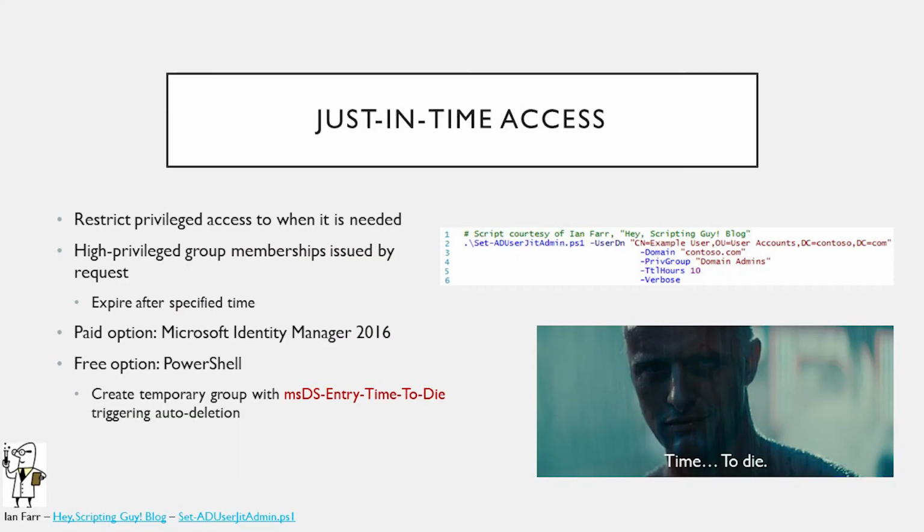Simply put, it's just restricting access to privileged resources to when it is needed. So instead of having long-standing membership of privileged groups that your admins would have, you would grant access to those groups on a need-to-have-it basis through a request process. And then after they have used that, that access would expire automatically after a certain time.